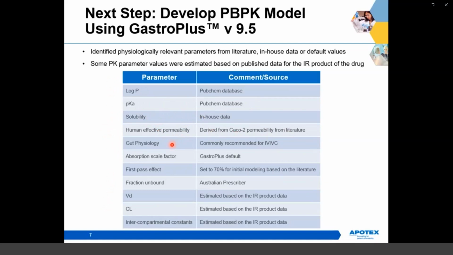The gut physiology absorption scale factors were based on the default values of GastroPlus. The first pass effect and the fraction unbound were obtained from the literature. Now, it should be noted that some PK parameter values were estimated based on the published data for the immediate release product of the drug. They include the volume of distribution, the clearance, and the intercompartmental constants.